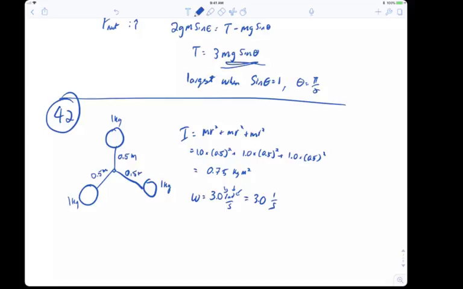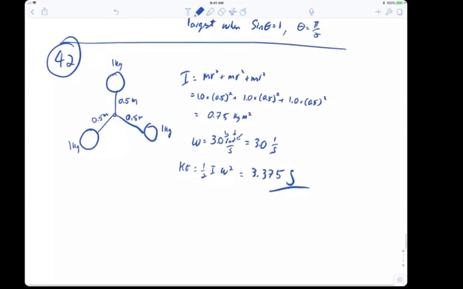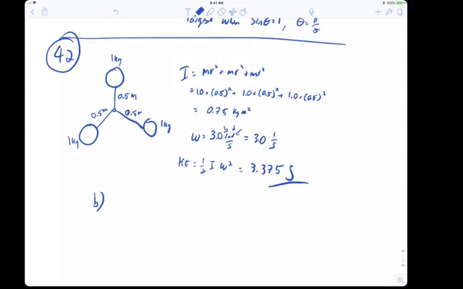Okay, so rotational kinetic energy. 1 half I omega squared. Get out calculon. So it's 1 half times 0.75 times 3 times 3. 3.375 joules. Angular momentum. To calculate the angular momentum, all you got to do is I times omega. So it's 3 times 0.75. 2.25.